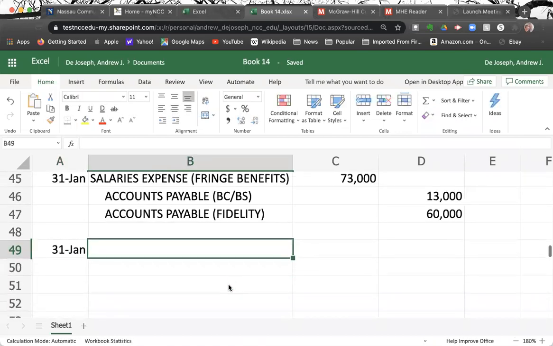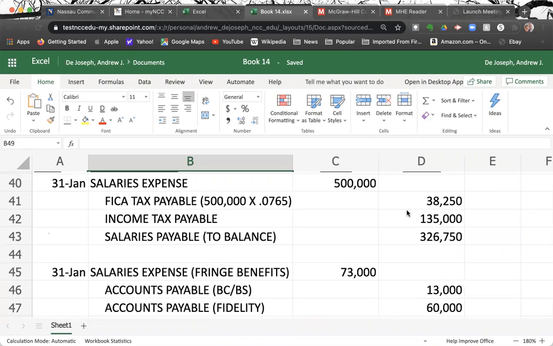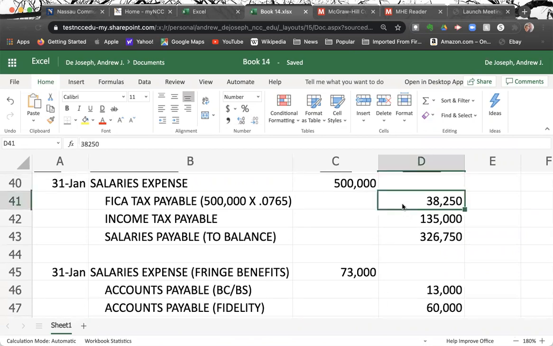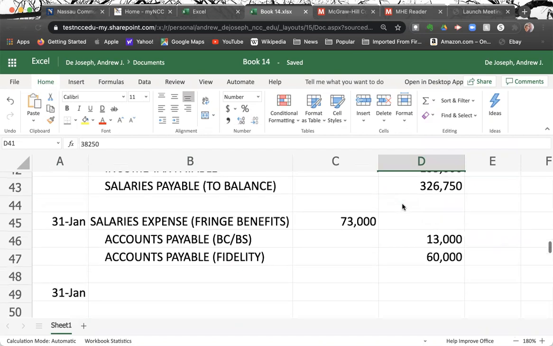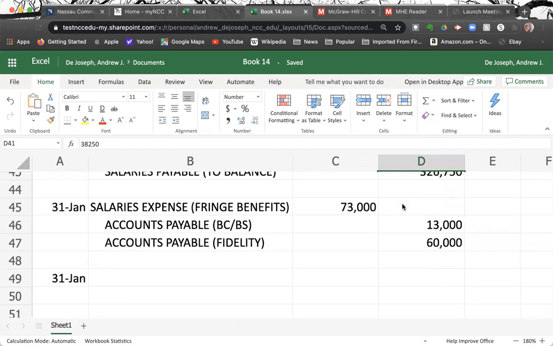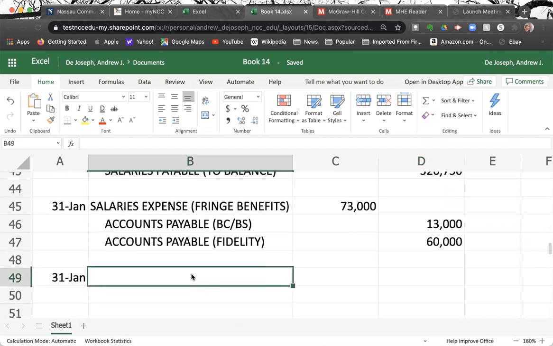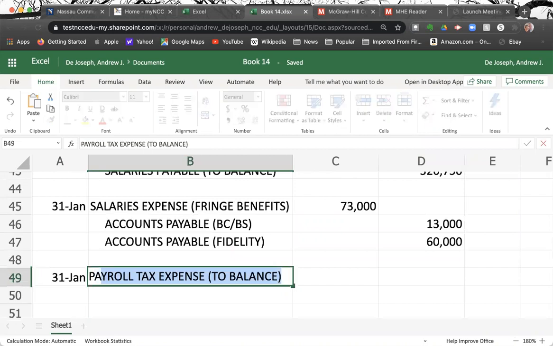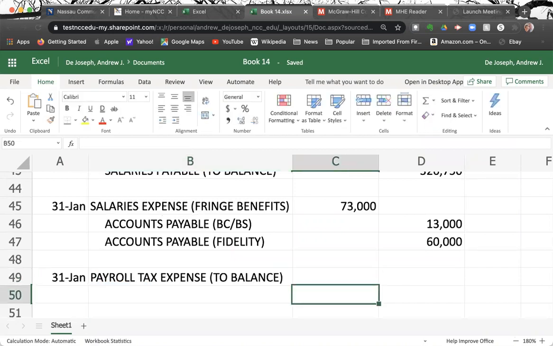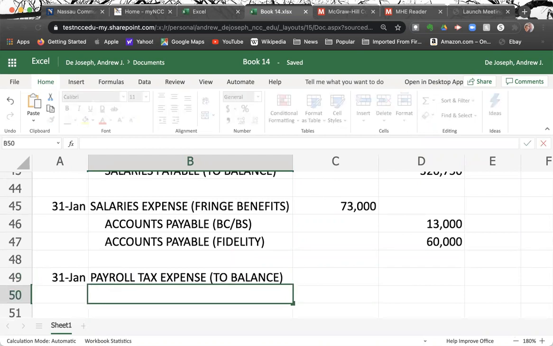Okay, and now the payroll taxes. Now remember, the payroll tax is made up of the employee's share of the Social Security tax. We figured that out. We just used the same number that we used here. Also, the unemployment tax. So payroll tax expense to balance. We don't know what that number is yet. Right, the Social Security tax.